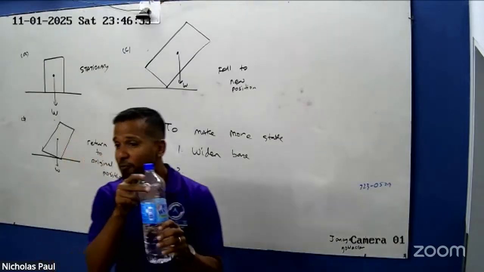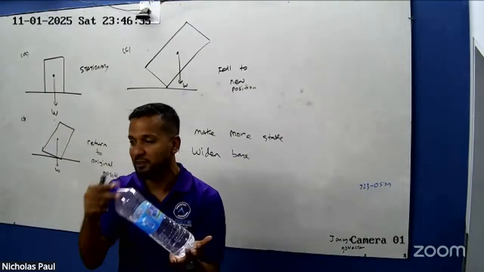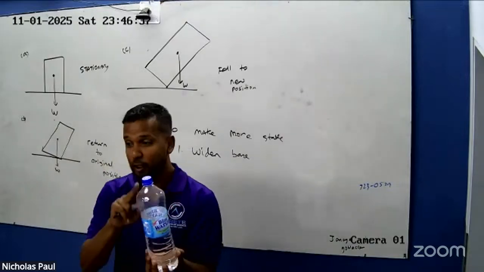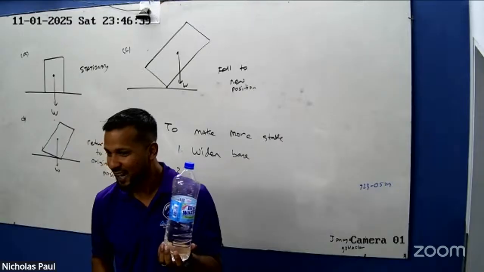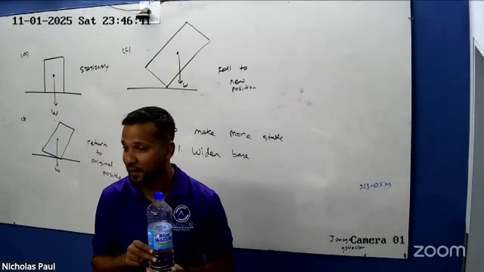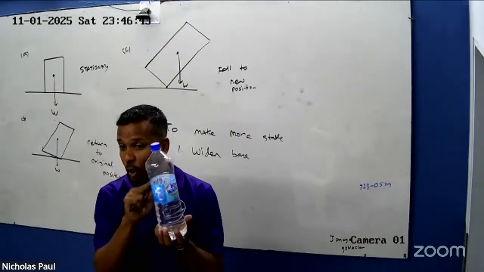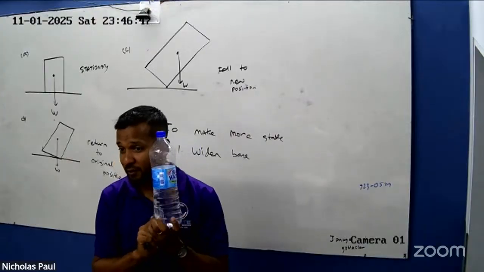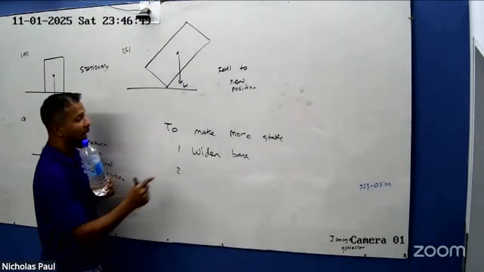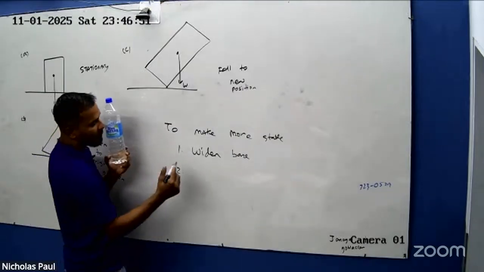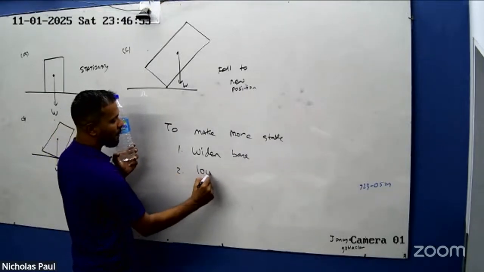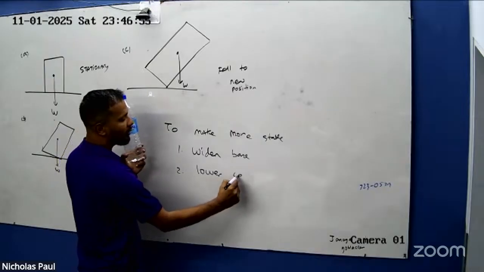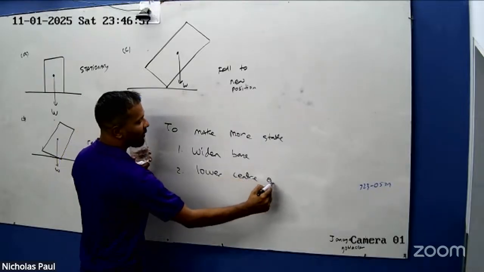If this were full, it would be much easier to topple it over. Now drink half of the water, and you will recognize it wouldn't be as easy, because it lowers your center of gravity. That's okay? So two things I could do. I could widen the base, or I could lower the center of gravity.